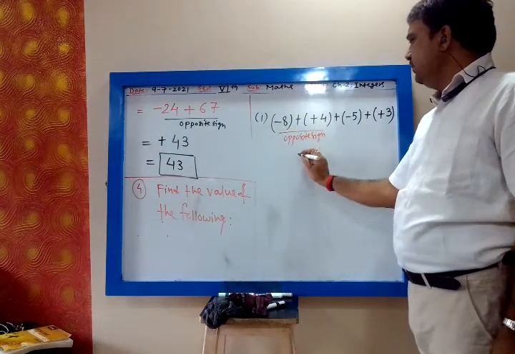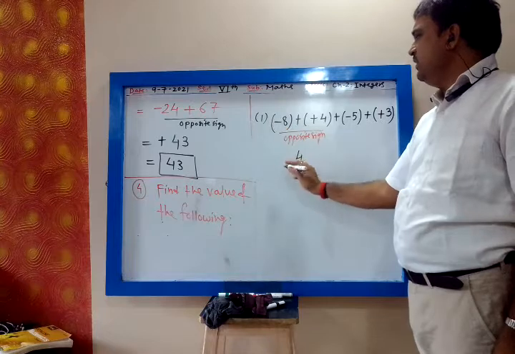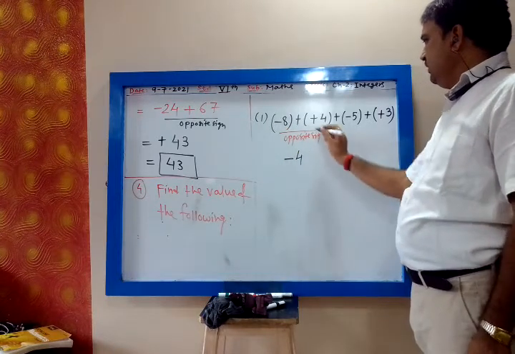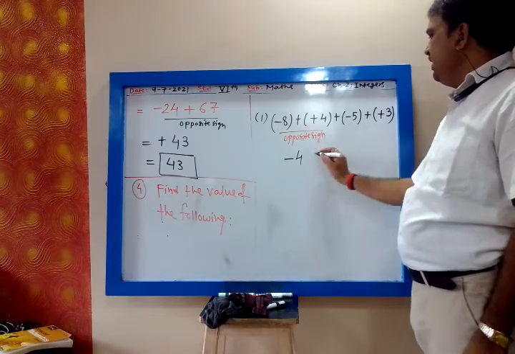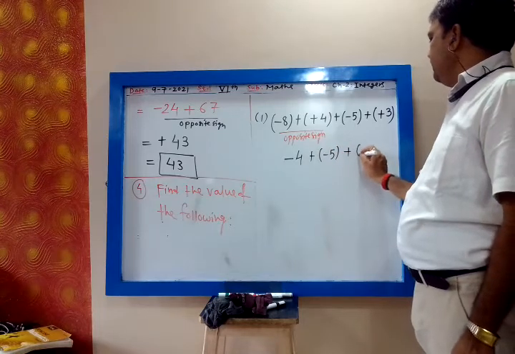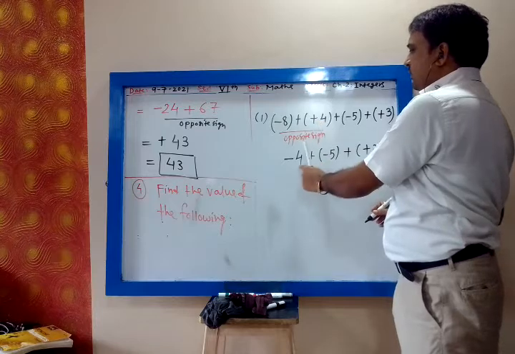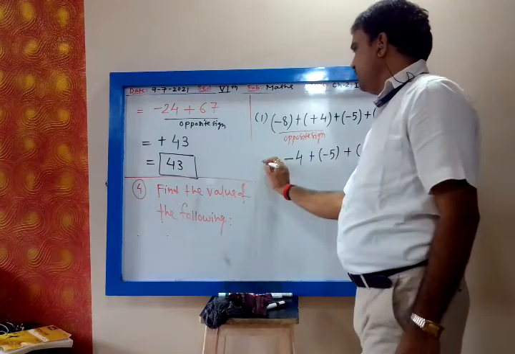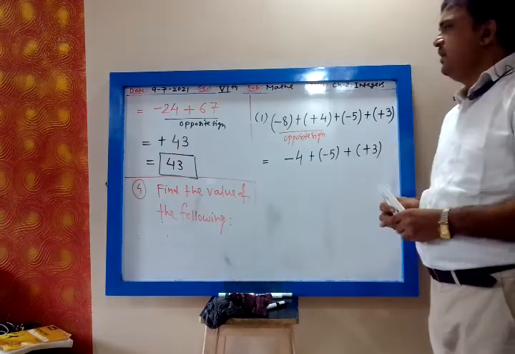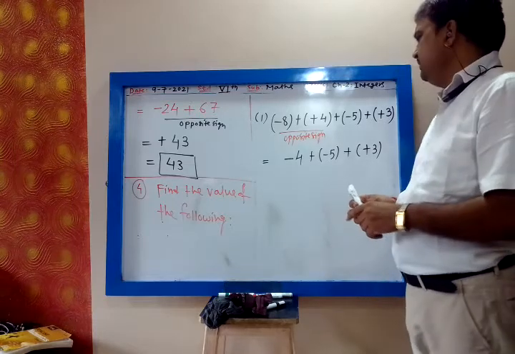8 minus 4 is 4. Which number is bigger? 8 is bigger. What is sign of that? Minus 4. Then these two number I will write as it is. Plus minus 5 plus 3. Okay. 8 minus 4 is 4. Minus 4. Mute the microphone, my dear.